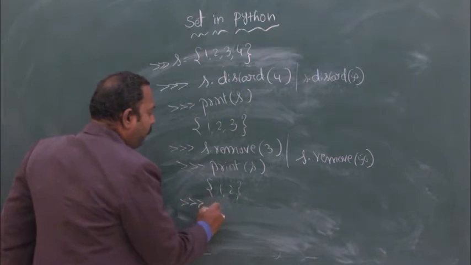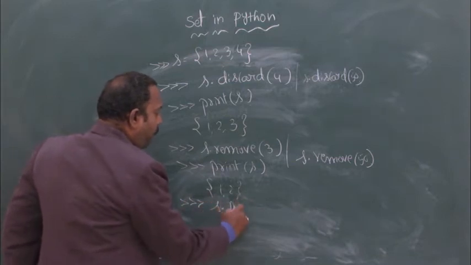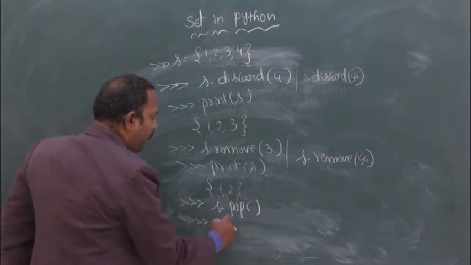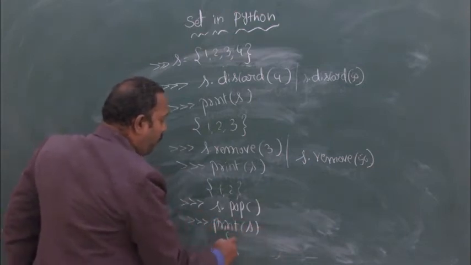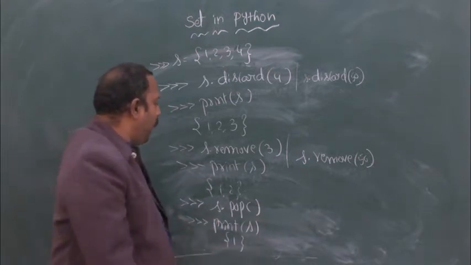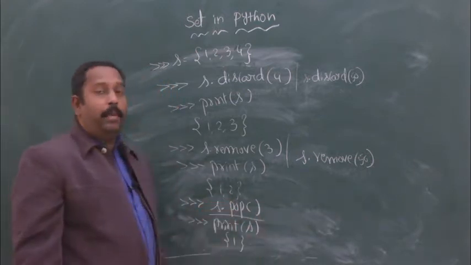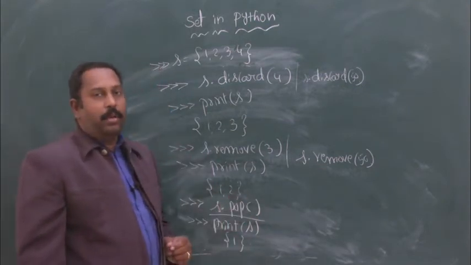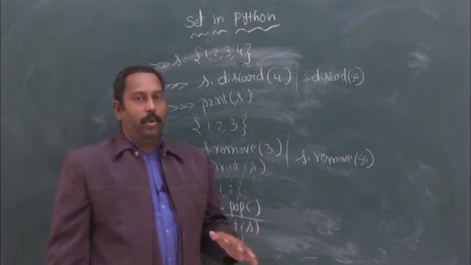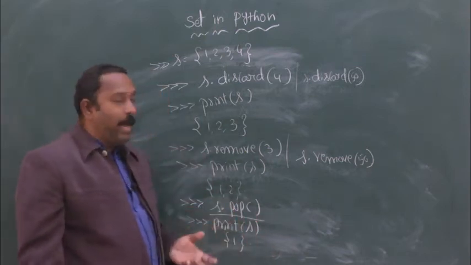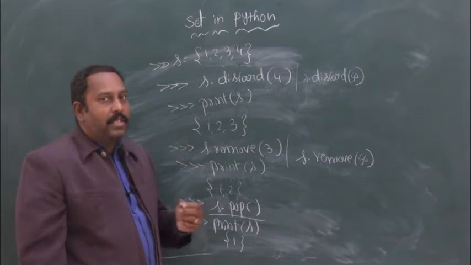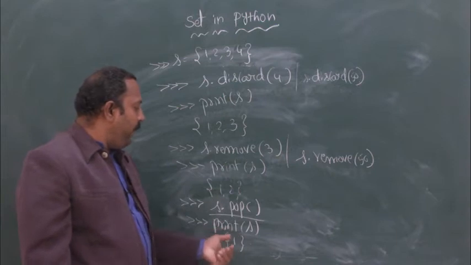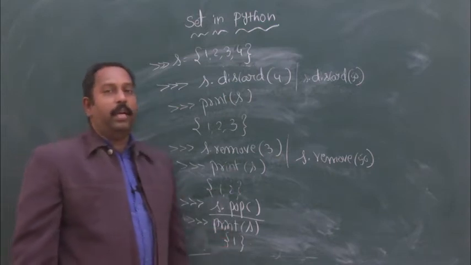Suppose I have written S dot pop. Suppose print S. So what is the output you will get? You will get the output 1. S dot pop means it will delete a particular element, generally we don't know which, because a set is not an ordered collection of items. But generally it will delete the last element. The last element is 2 here. S dot pop means 2 will be deleted. Print S means you will get only 1.